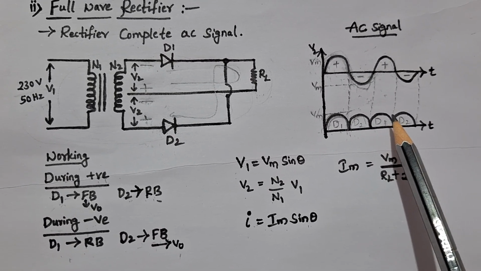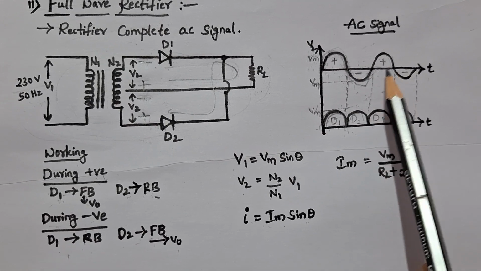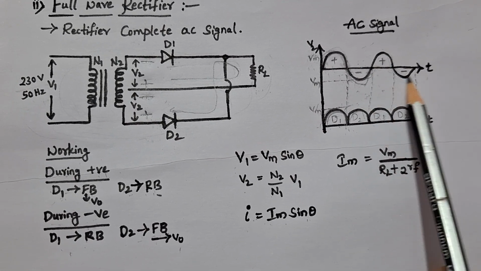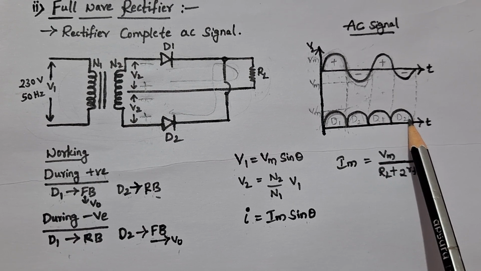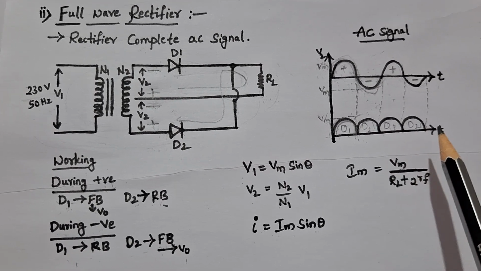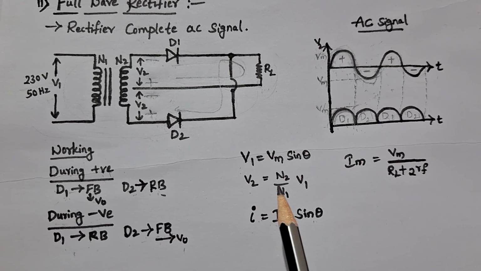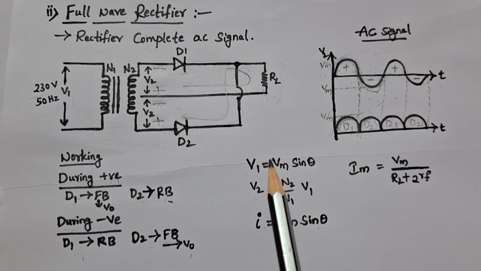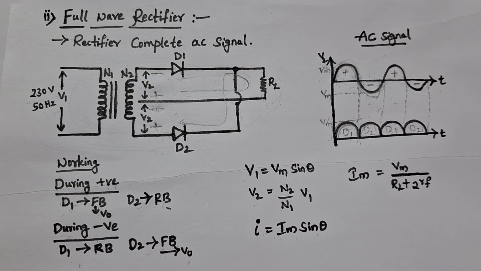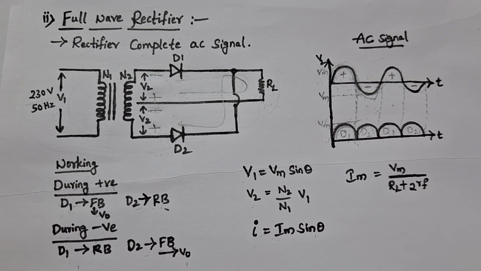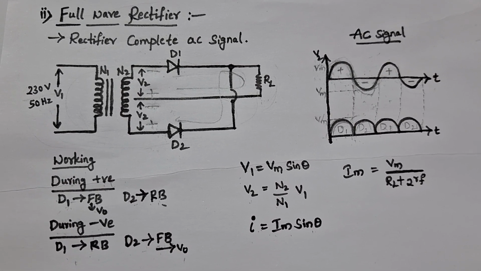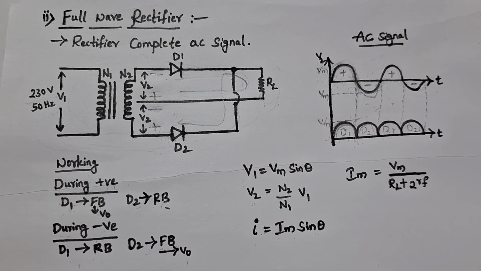During the positive half we will get the output due to D1, and during the negative half we will get the output voltage due to D2. See here, the evolution of V1, V2 and I remains the same as we have discussed for the half wave rectifier.